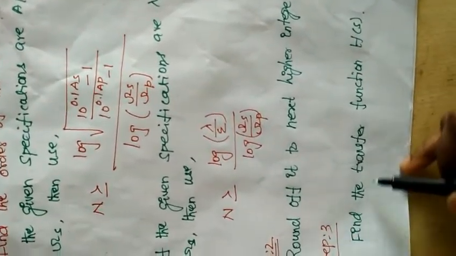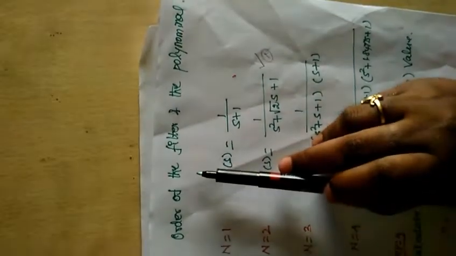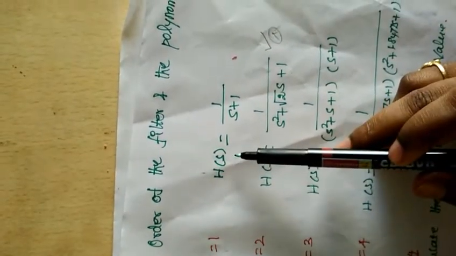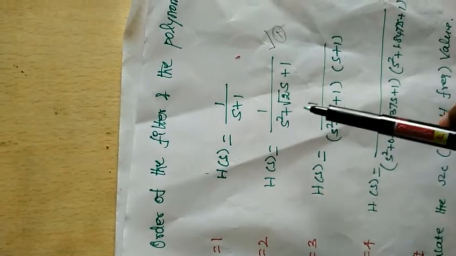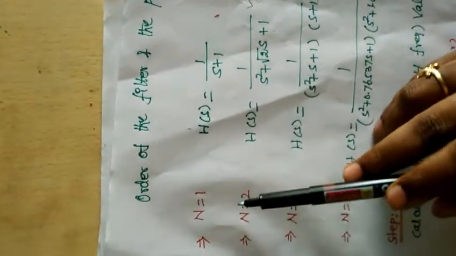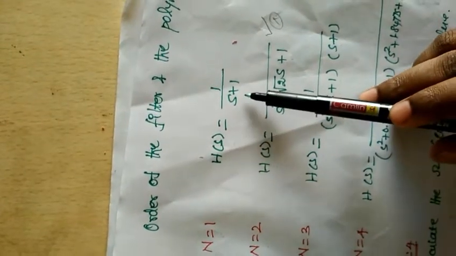Step number 3: find the transfer function H of S. Here the order of the filter and the polynomial equation is, if we are calculating the N value as 1, then we have to know the H of S value. You should memorize all the values because they will never give the H of S value. We have to find it by calculating the N value. If N is equal to 1, H of S value is 1 divided by S plus 1.